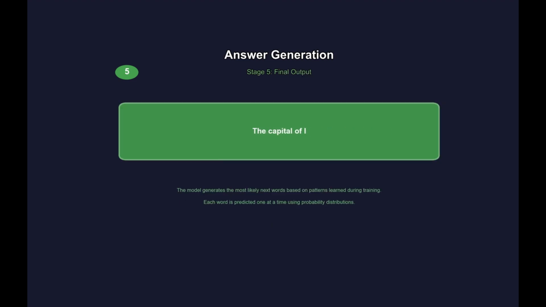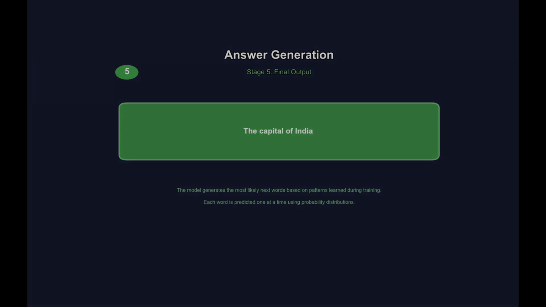Finally, the AI generates its response. Using probability distributions, it predicts the most likely next words based on the patterns it has learned. The model considers thousands of possible responses and selects the most appropriate one. Watch as it types out, "The capital of India is New Delhi," each word chosen because it has the highest probability of being correct based on the model's training. The probability bars show how confident the AI is in different word choices, with "New" and "Delhi" having the highest confidence scores.